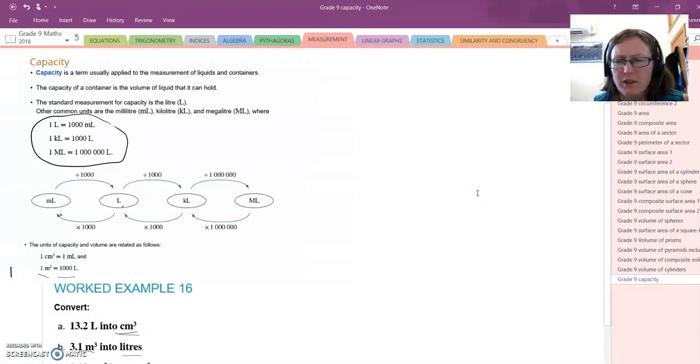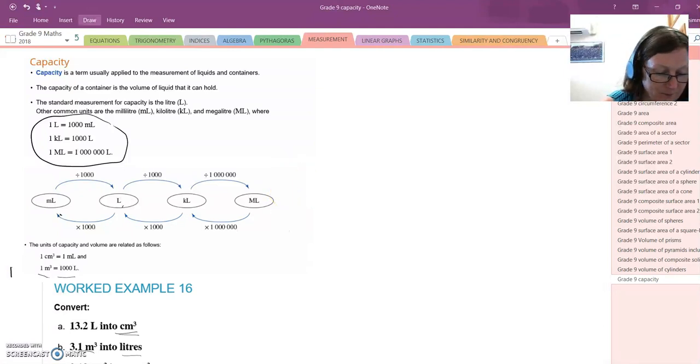Capacity is a term usually applied to the measurement of liquids and containers. The capacity of a container is the volume of liquid that it can hold. To understand capacity, we also need to understand how many millilitres make a litre, how many litres make a kilolitre, how many litres make a megalitre. There's a conversion table here.